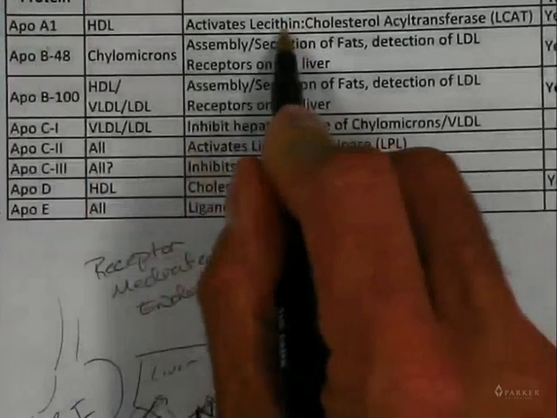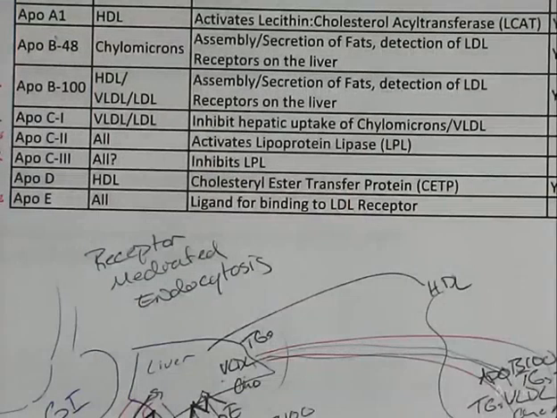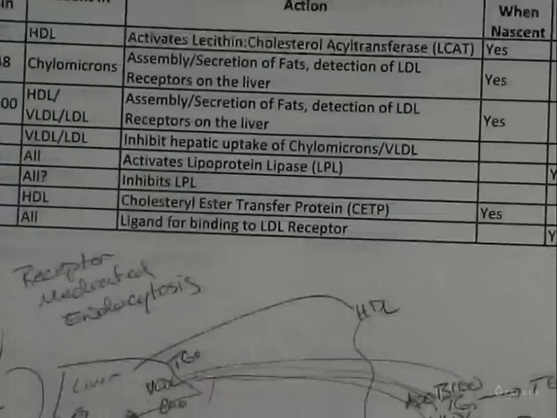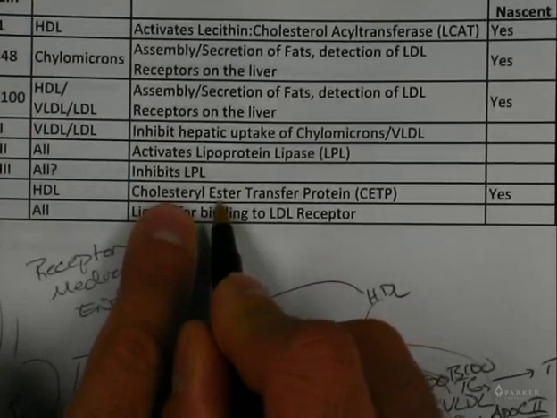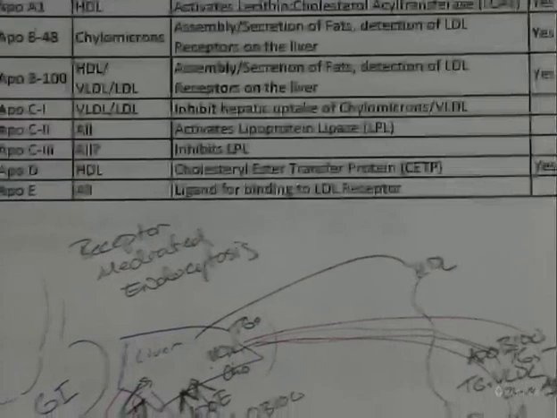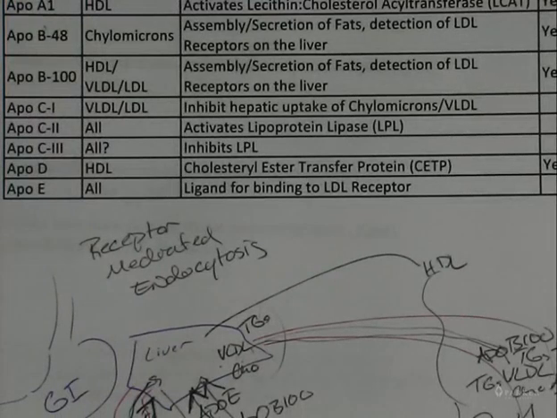APOA1 activates lecithin cholesterol acyl transferase, LCAT. What does LCAT do? It makes cholesterol esters. All the cats so far make cholesterol esters. APOA1 activates LCAT, and LCAT makes cholesterol esters. And then what does the HDL do with the cholesterol esters that he made? What did I say he did? He gives them to LDL. So we've got an apoprotein that does that. APOD is cholesterol ester transfer protein, CETP. And that allows HDL to give his cholesterol esters to LDL.